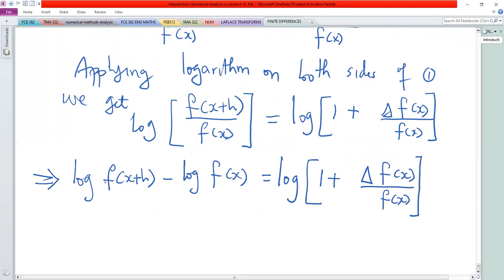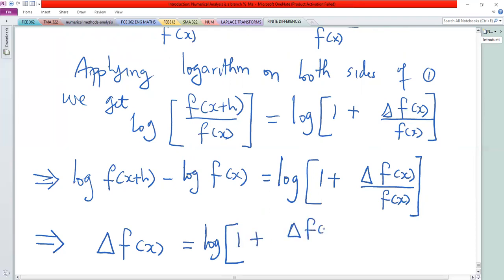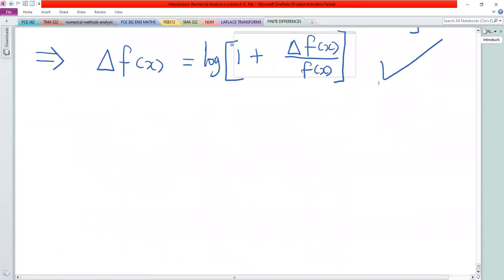So then log of f of x plus h minus log of f of x defines the forward of f of x, which is the same as log of 1 plus forward of f of x divided by f of x. So this is the result that we were to prove. So that's how we work out that problem. And then next question.